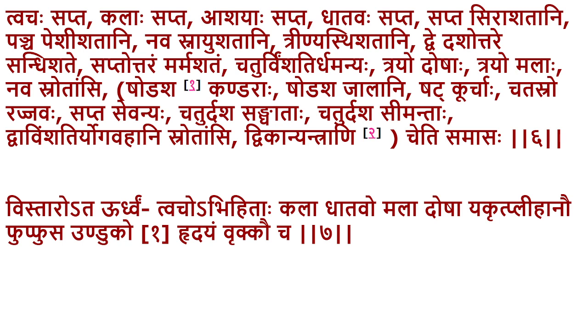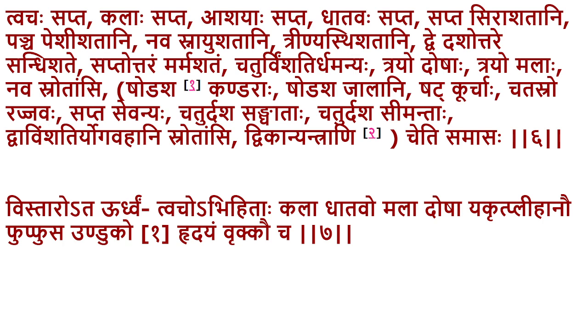Sapta Sira Shatani, 700 siras. Pancha Peshi Shatani, 500 peshis. Nava Snayu Shatani, 900 snayus. Trini Asthi Shatani, 300 asthis. Dvadashottare Sandhishate, 210 sandhis as such. Saptottaram Marmashatam, 107 marmas.